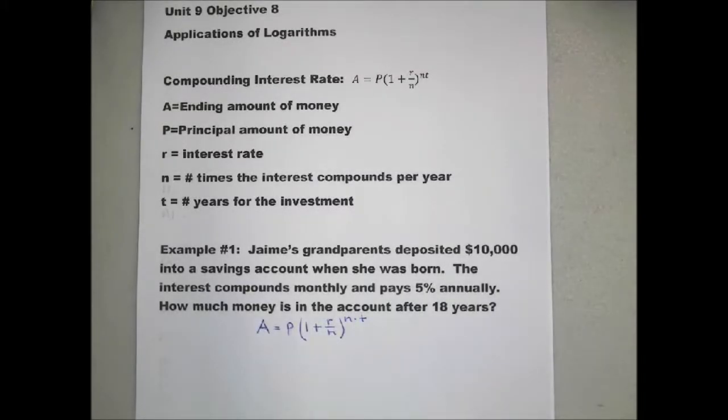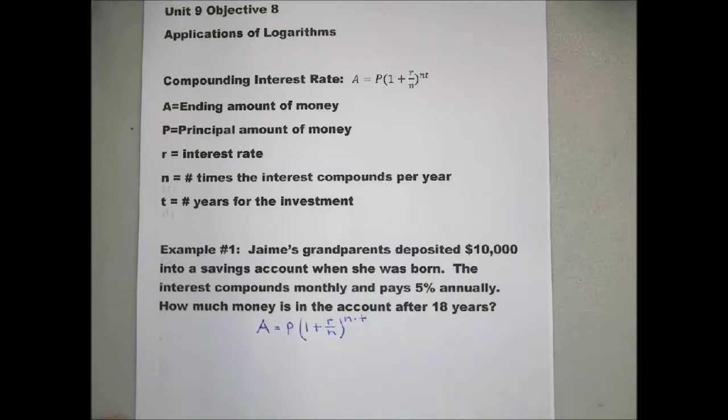Okay, we find ourselves at the end of the unit, Unit 9, Objective 8, applications of logarithms, and this time it's specifically related to something that's near and dear to all of our hearts, and that is money. Let's take example number 1 right here. Jamie's grandparents deposited $10,000 into a savings account when she was born. The interest compounds monthly at 5% annually. How much money is in the account after 18 years?